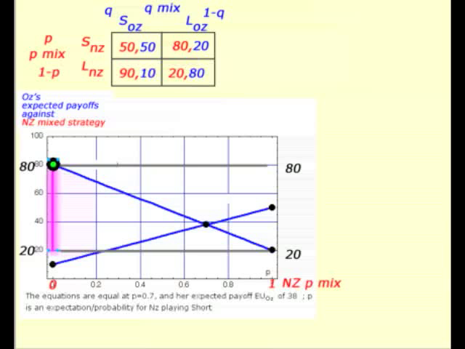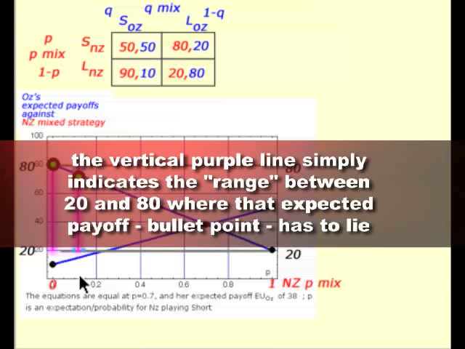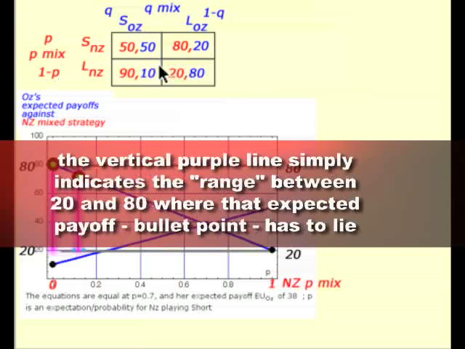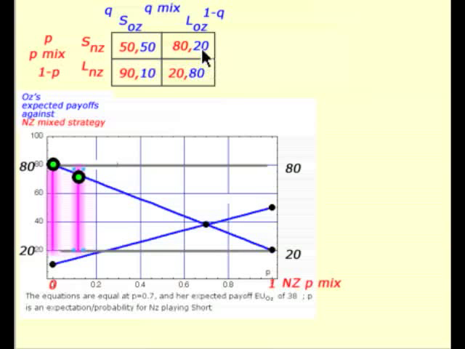Well, if they believed it was a 10% chance that New Zealand was going to go short, so we put a P of 0.10, then them going long is 90%, so their expected payoff is 0.1 times 20 plus 0.9 times 80. And that's a number, okay? And you get your calculator and you work out what that number is. We can put a little dot here like this. Say, oh, okay, your expected payoff.